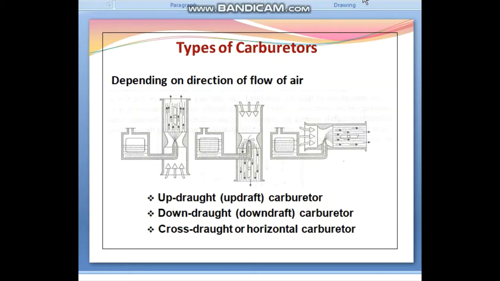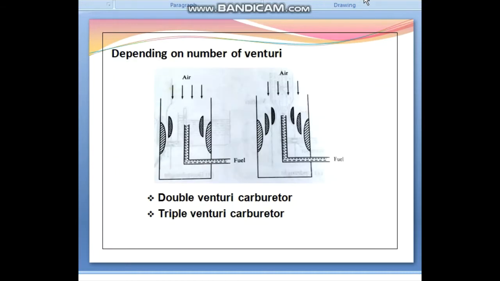A cross-draft carburetor consists of a horizontal mixing tube with a float chamber on one side of it, that is the third one. By using a cross-draft carburetor in an engine, one right angle turn in the inlet passage is eliminated, and the resistance to flow is reduced.